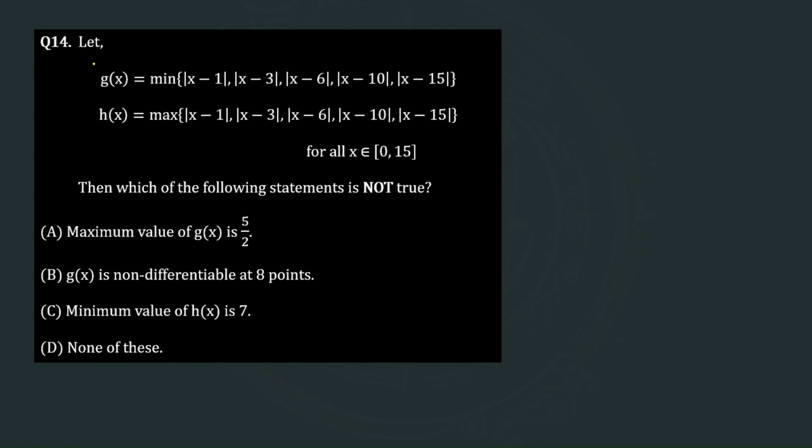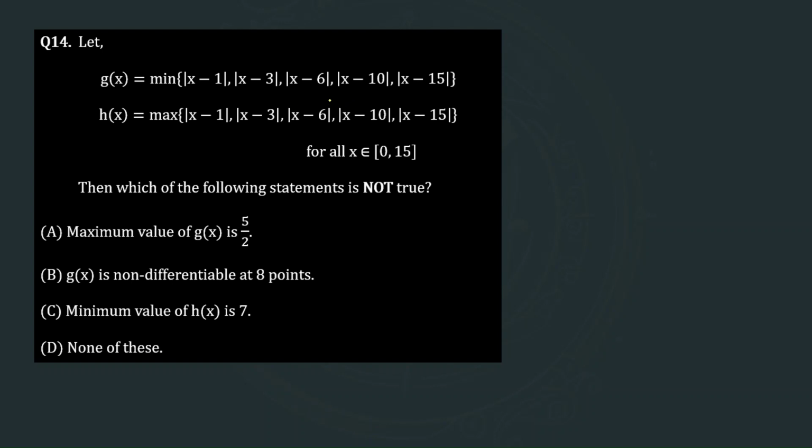Now, the next problem says that let g(x) be equal to the minimum of these functions and h(x) equal to the maximum of these functions for all x belonging to the closed interval 0 to 15. Then which of the following statements is not true? Okay. So we have to check all these statements. First, let us draw the graphs of these functions.